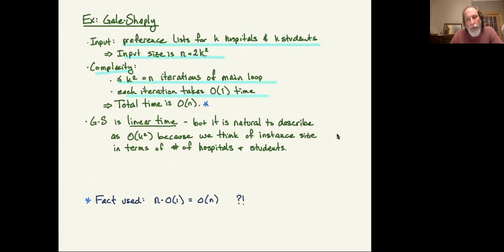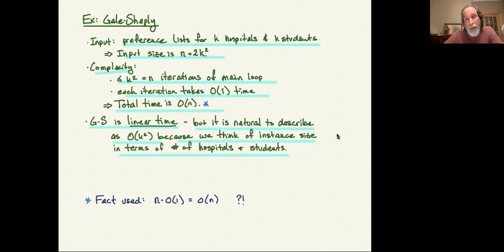One of the things we did in that lecture is we went through the operations in the main loop and verified that if we chose the data structure appropriately, we could execute each of those in big O of one time. So the whole body takes big O of one time. Okay, so the total time, I claim, is big O of n. So Gale-Shapley is actually a linear time algorithm, even though people write that it's n squared. We find it natural to say it's big O of k squared because we think of the instance size in terms of the number of hospitals and students. That's not actually the input size, but that's how we talk about it.